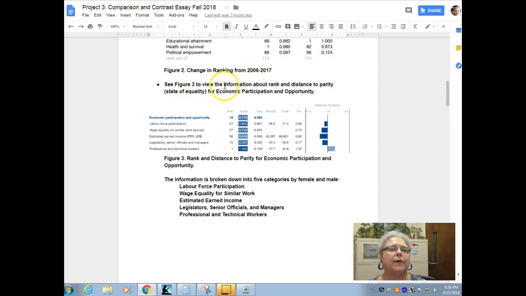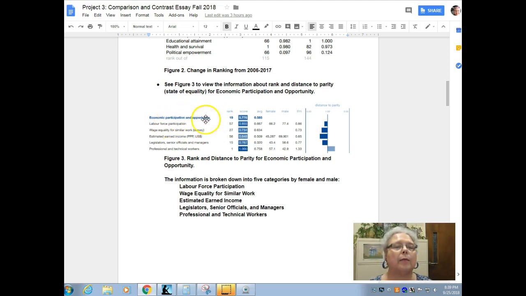All right, see Figure 3 to view the information about rank and distance to parity. Parity is this middle line here, and parity just means equality. So males and females being equal would be the center line. Everything on this side would be the distance to get to equality, and everything on this side would be surpassing being equal.